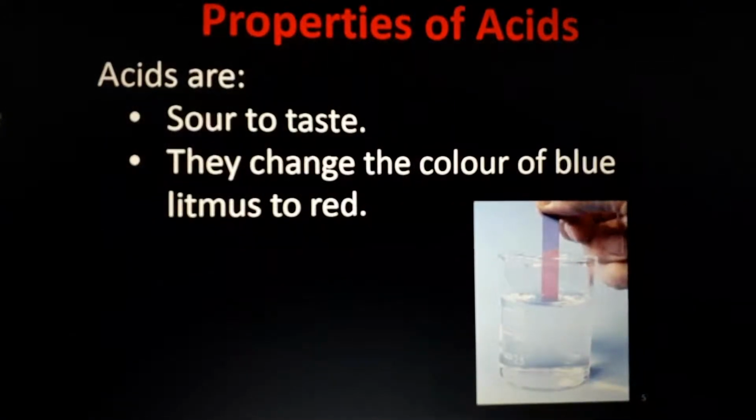Properties, you already know the properties, isn't it? It will release hydrogen ion. The second one is sour to taste. Acids are sour to taste. Very sour. I don't know what you say for sourness in Kannada, but you know the taste of tamarind, taste of lemon, taste of orange, taste of vinegar, isn't it? That taste is called as sour. And they change the color of blue litmus to red.